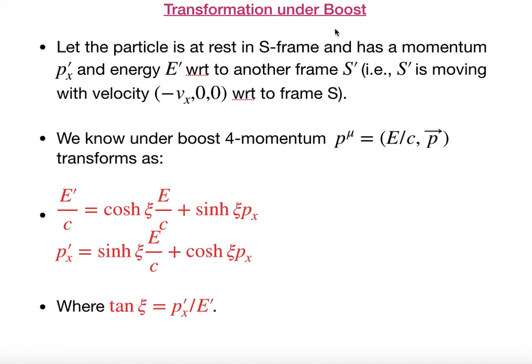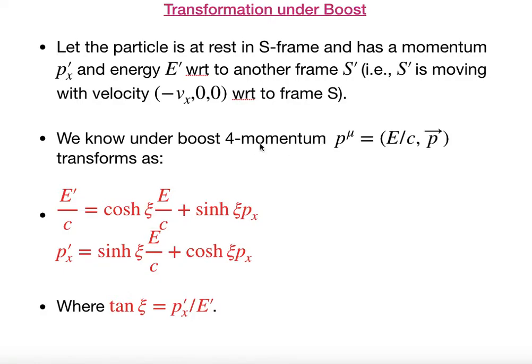Now if we consider the transformation under boost, in that case, let this particle be at rest in, say, the S frame and have a momentum, say px prime, and energy E prime with respect to another frame, say S prime. So we have the S frame where this particle is at rest and another frame moving away from the S frame with some velocity minus Vx, 0, 0. So it is moving along the x direction.